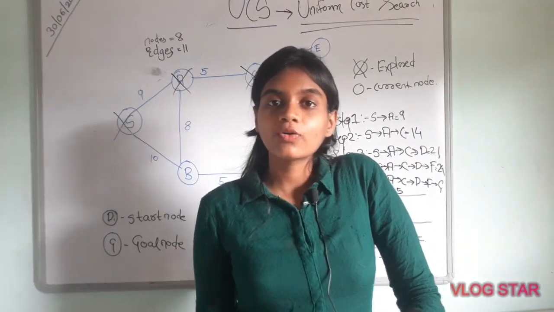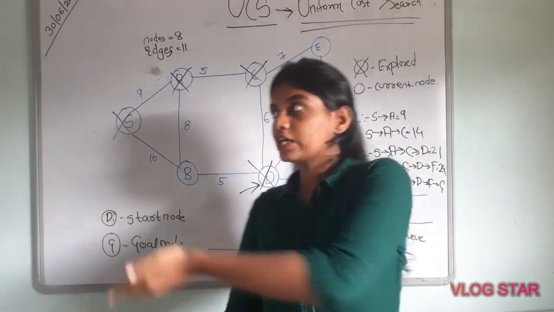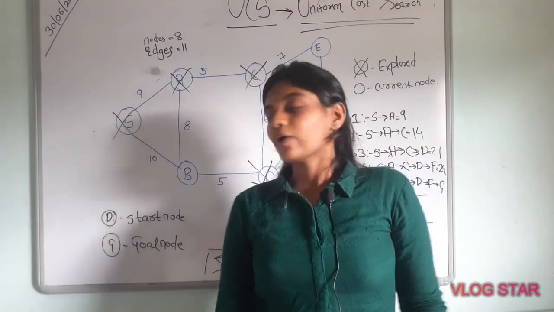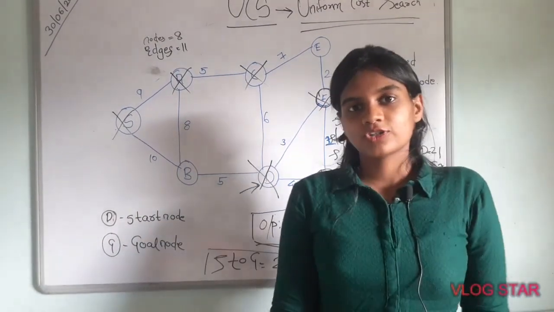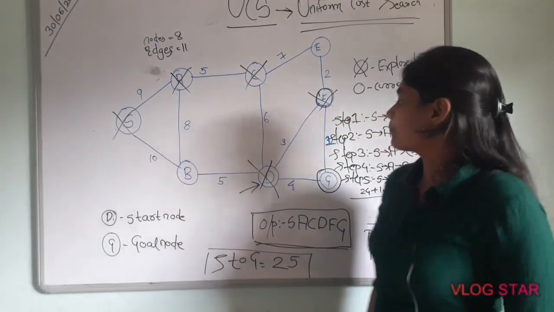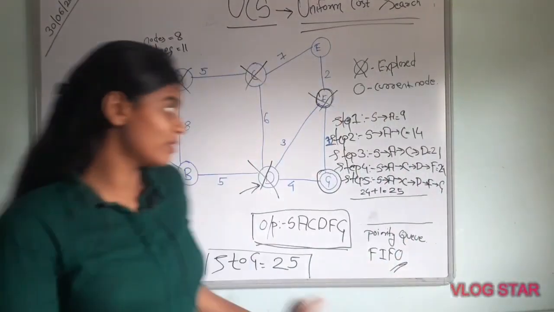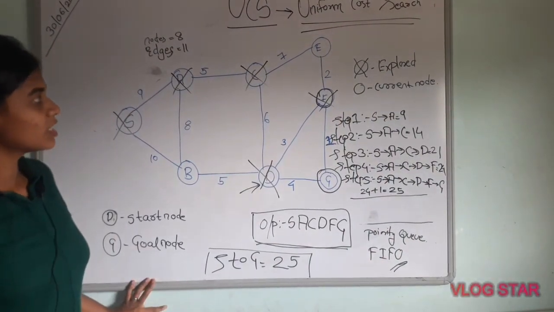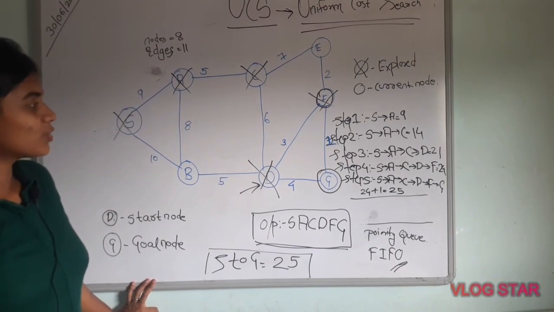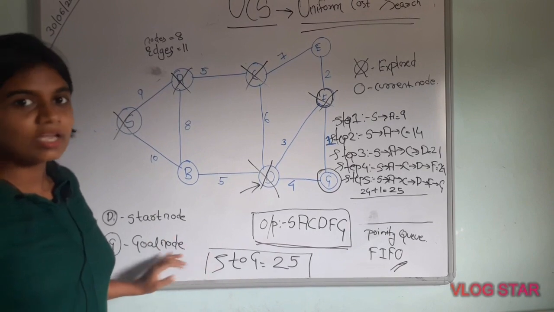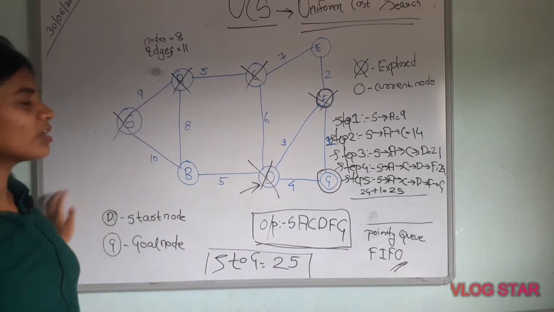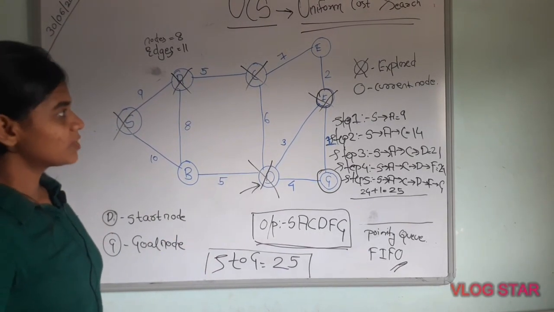Uniform cost search's main goal is to find the cheapest path. I hope everyone has understood what uniform cost search is. It's a little bit of a big example, but I hope everyone understood it correctly. You can write this in your answer sheet, and you can take any of these examples. Okay, I hope everyone understood.